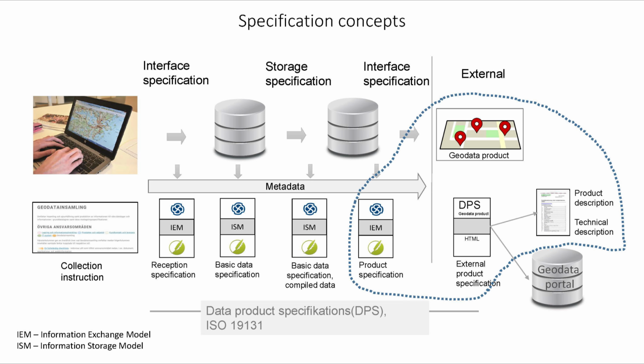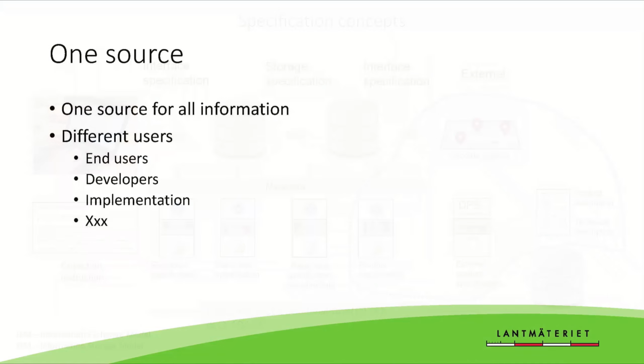We are talking about product specifications, and that means how the data is packaged into the final geodata product. And the product description is a more technical detail, how the data actually is delivered. So we're interested both in the end users and in the developers who are going to implement it. So then we want to have one source for all information.